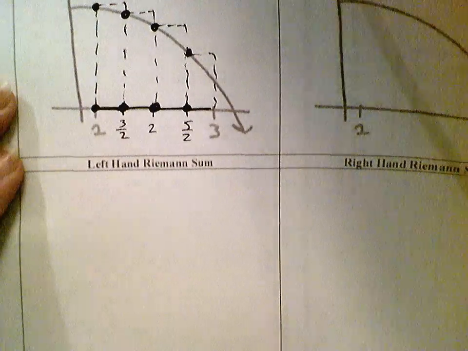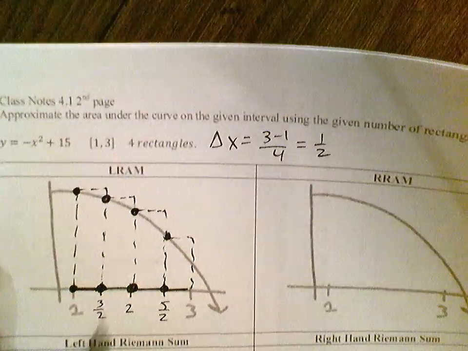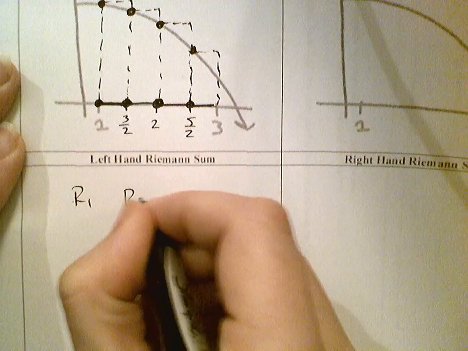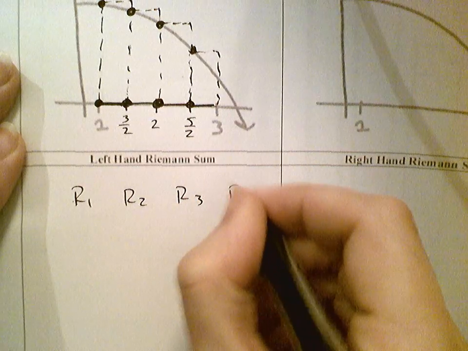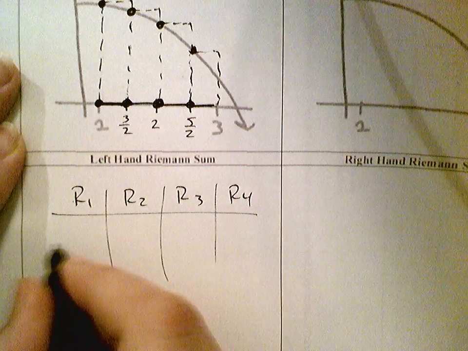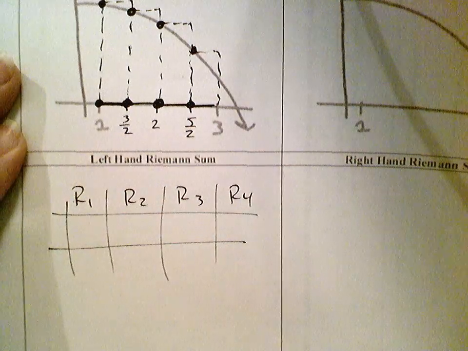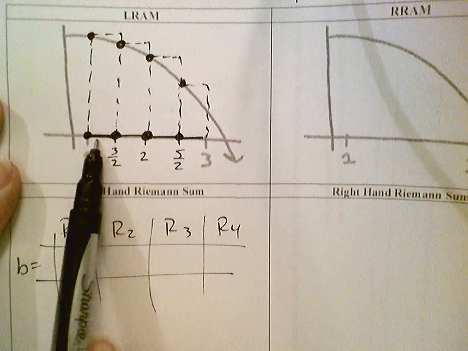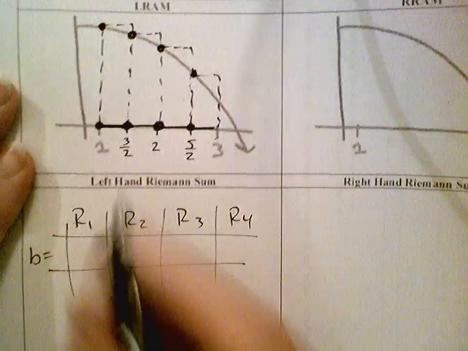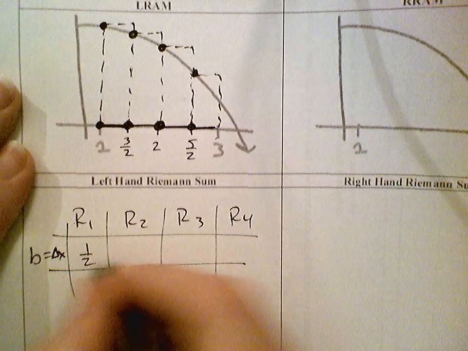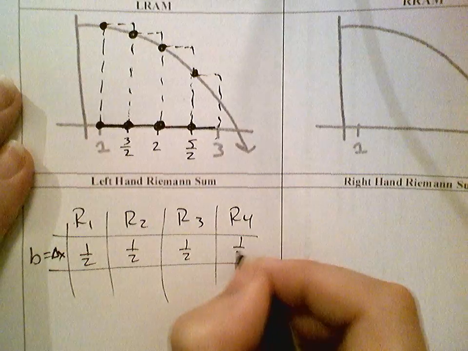Okay, so now the left-hand Riemann sum. We're going to take the areas of all 4 rectangles and add them up. So I'm going to go rectangle 1, rectangle 2, rectangle 3, rectangle 4. And you probably remember that the area of a rectangle is base times height. So I'm doing a little chart like that. Each base is the same length. Each of the bases is delta x, and that's always going to be true. So the bases are all a half.